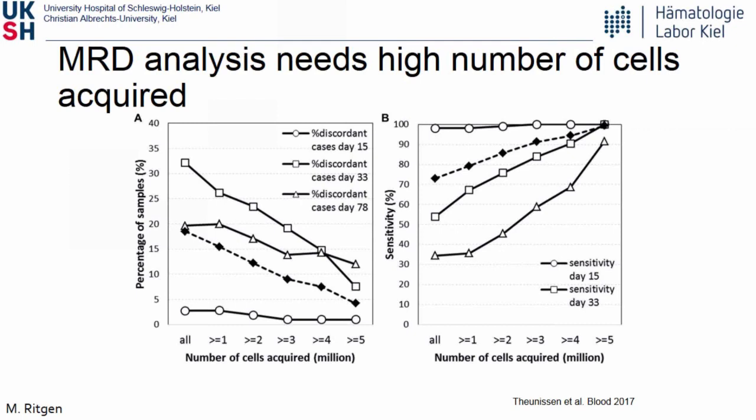And you can see that the more cells you acquire, the better you reach a concordant result with PCR. And on the right side, you see the sensitivity at day 15 and day 33. And also in this aspect, and this is quite clear, I think, the more cells you acquire, the sensitivity increases.